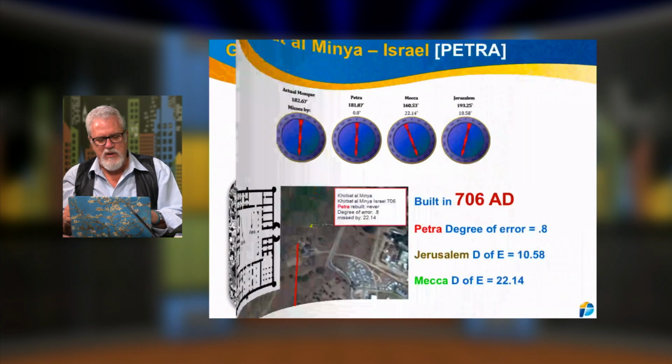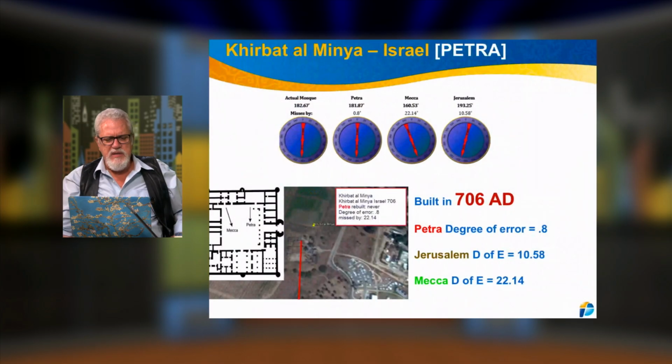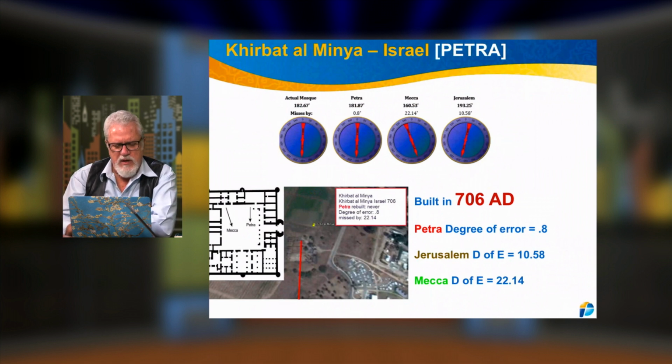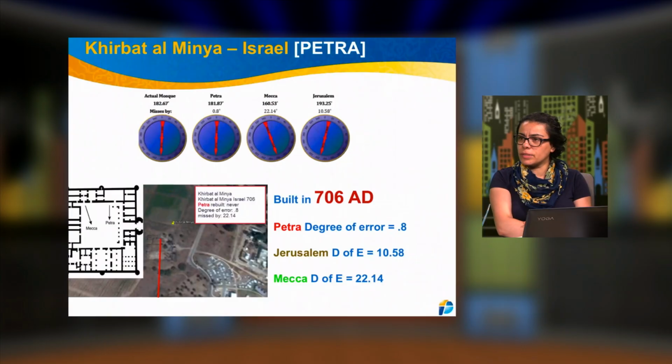Let's come up to Israel, and let's go to Khirbat al-Minya Mosque. This one, if you could unpack that one for us, was built in 706. It's another mosque built approximately 80 years after the Qibla had been canonized, and it is facing Petra, about 0.8 degrees, less than 1 degree. It's 22 degrees off of Mecca, so it's very clear this is not pointing to Mecca. This is pointing towards Petra.